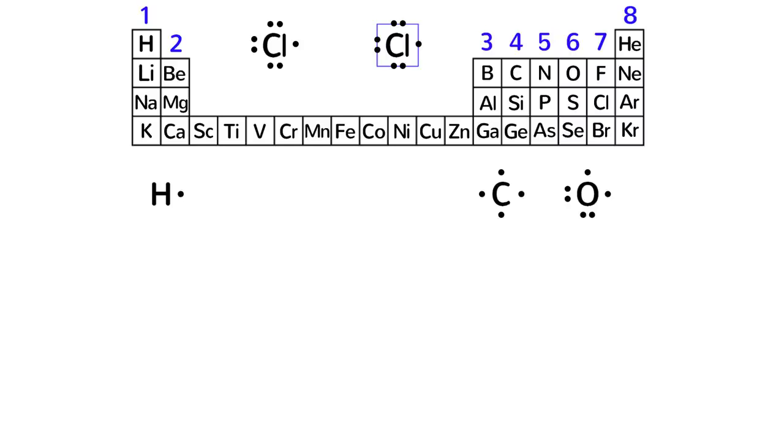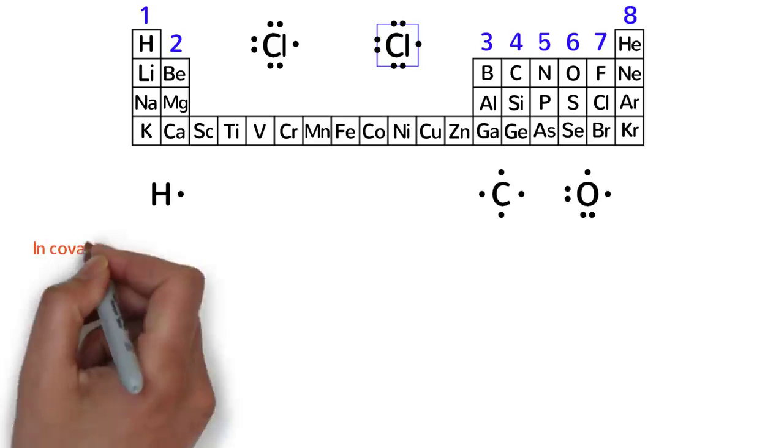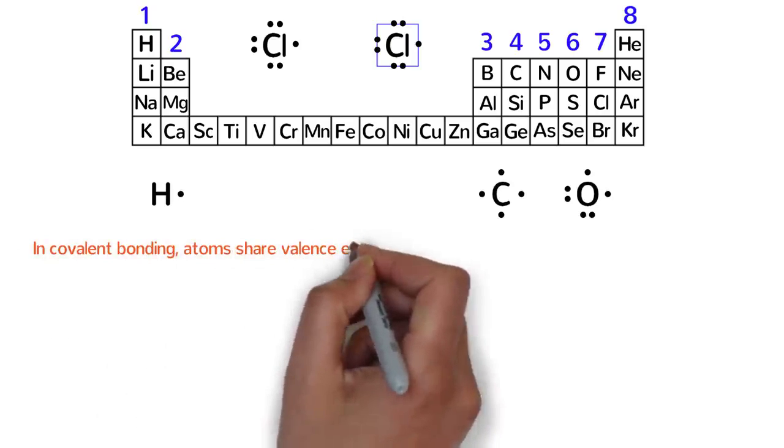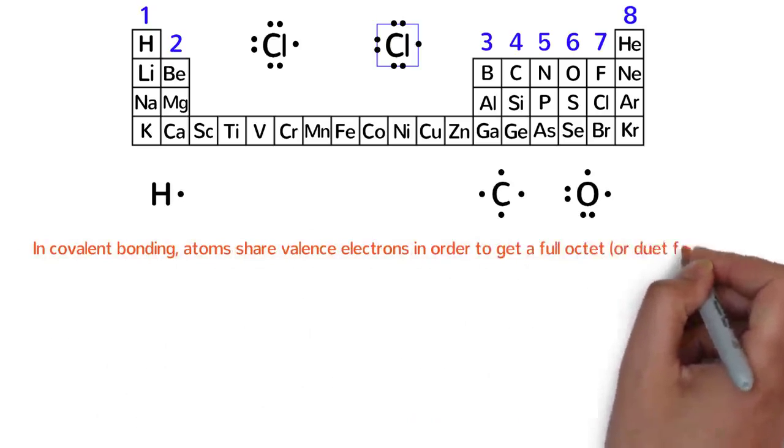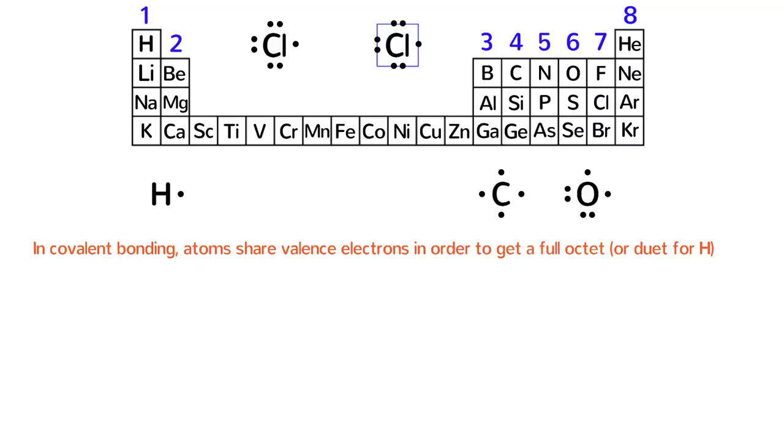Lewis diagrams are often used to represent covalent bonding in molecules and ions. In covalent bonding, atoms share valence electrons in order to get a full octet, or duet. That is, every non-metal element wants 8 valence electrons, except for hydrogen, which only wants 2 valence electrons.